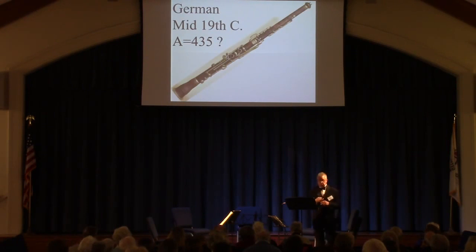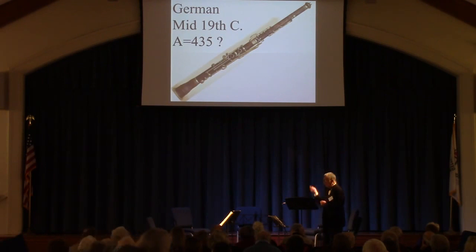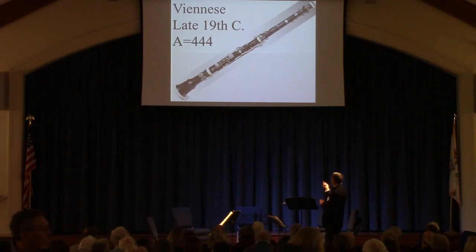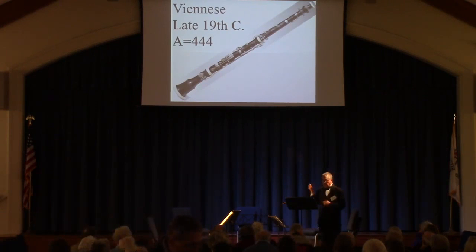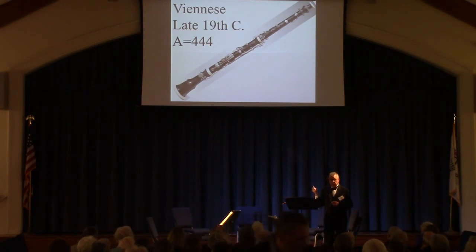This is the middle of the 19th century German oboe. This was in my collection, as was this. It's a late 19th century Viennese instrument. Both these instruments now are in the Museum of Fine Arts in Boston.